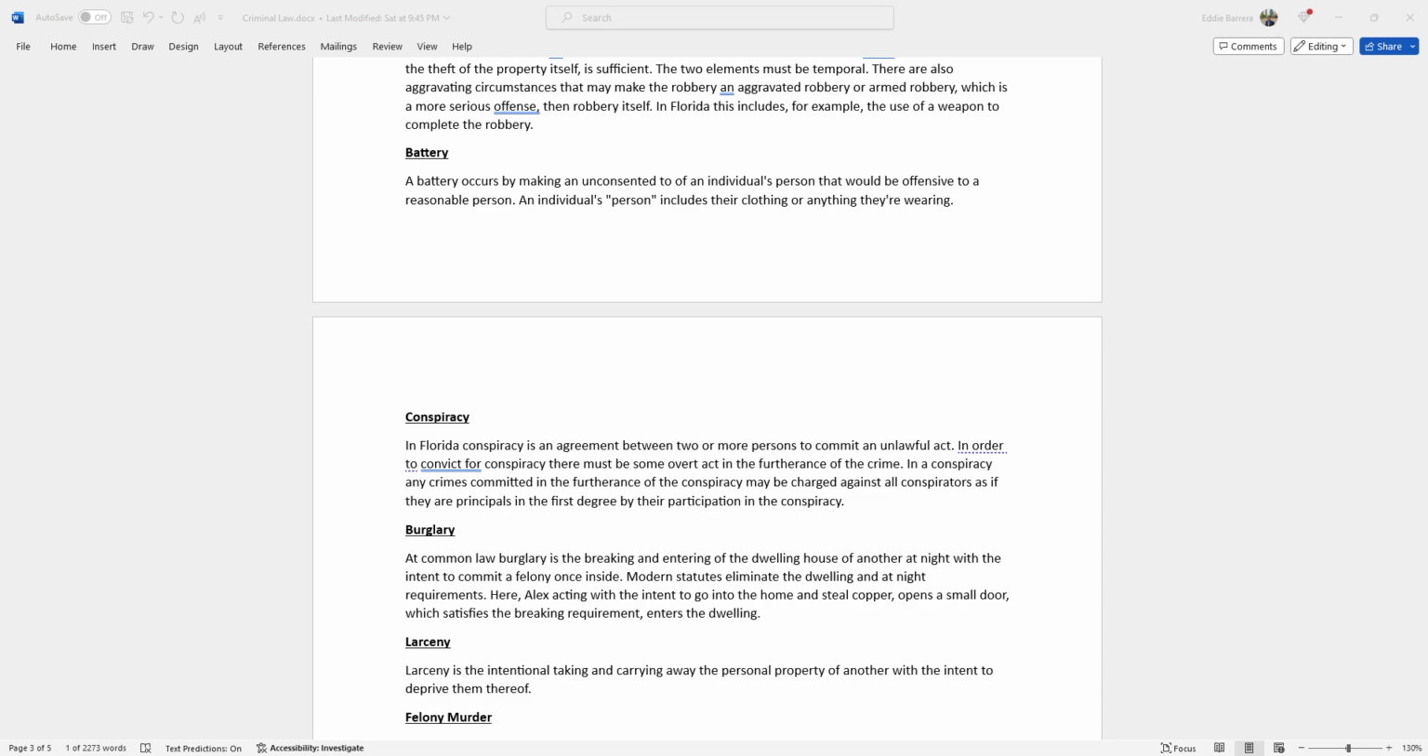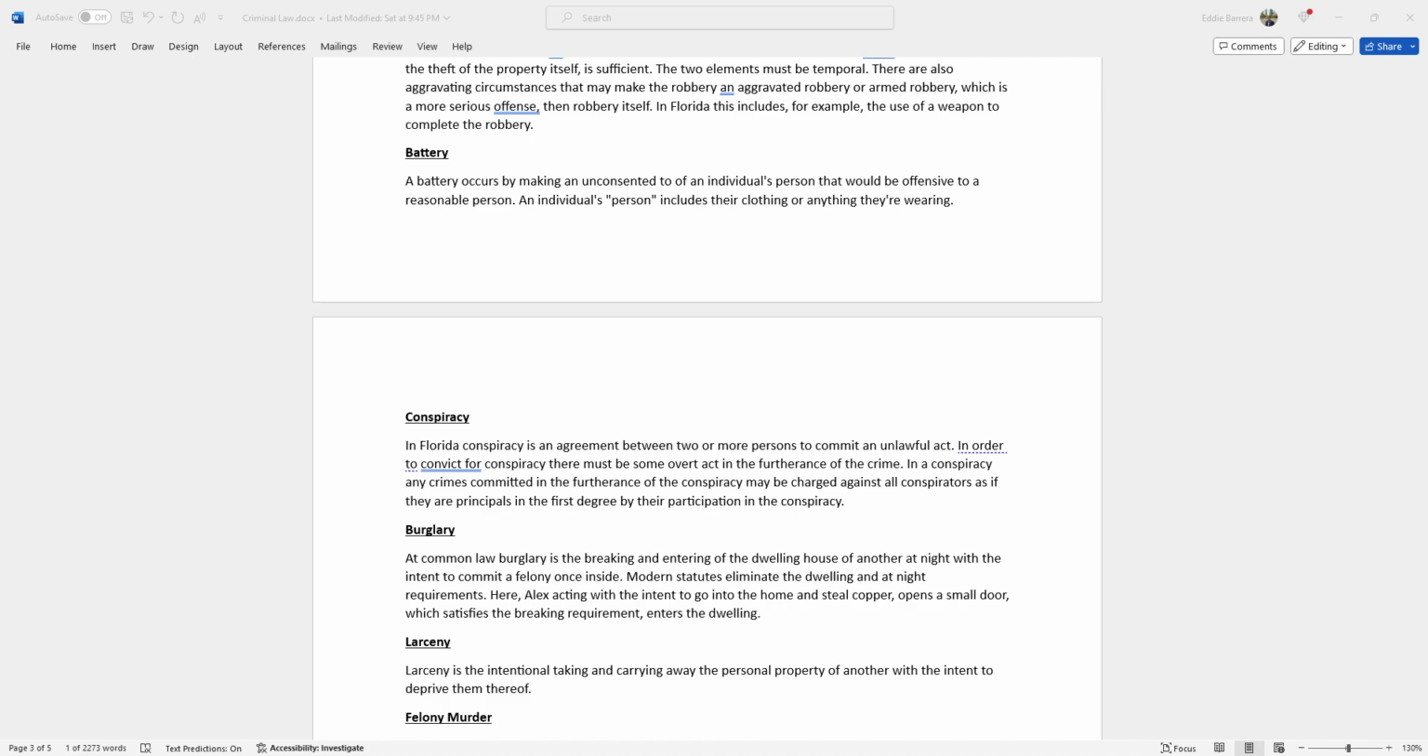Conspiracy. In Florida, conspiracy is an agreement between two or more persons to commit an unlawful act. In order to convict for conspiracy, there must be some overt act in the furtherance of the crime. In a conspiracy, any crimes committed in the furtherance of the conspiracy may be charged against all conspirators as if they are principals in the first degree by their participation in the conspiracy.